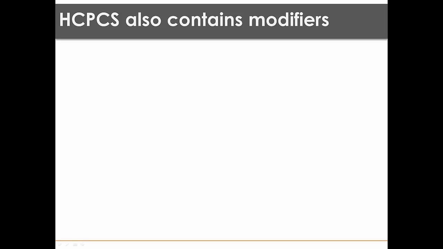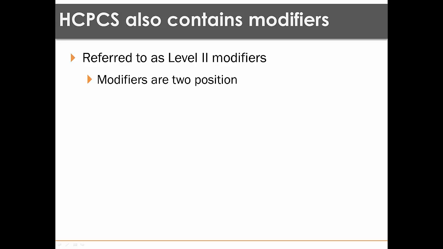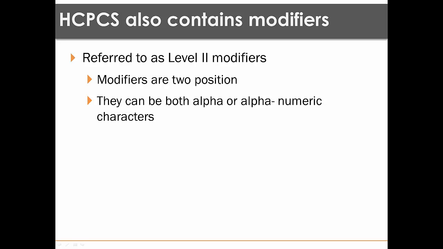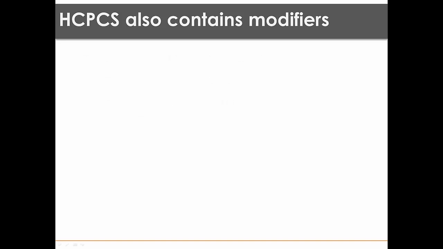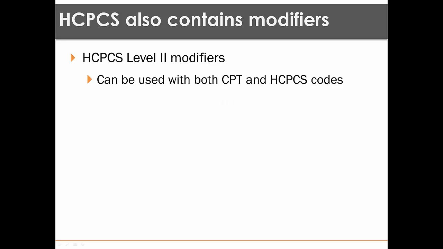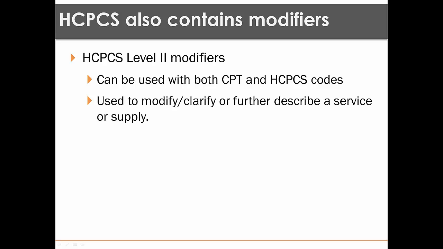HCPCS also contains modifiers. They are referred to as level 2 modifiers. The modifiers are 2 position characters. They can either be both alpha characters or a combination of alphanumeric characters. HCPCS Level 2 modifiers can be used with both CPT and HCPCS codes, and they are used to modify, clarify, or further describe a service or a supply.